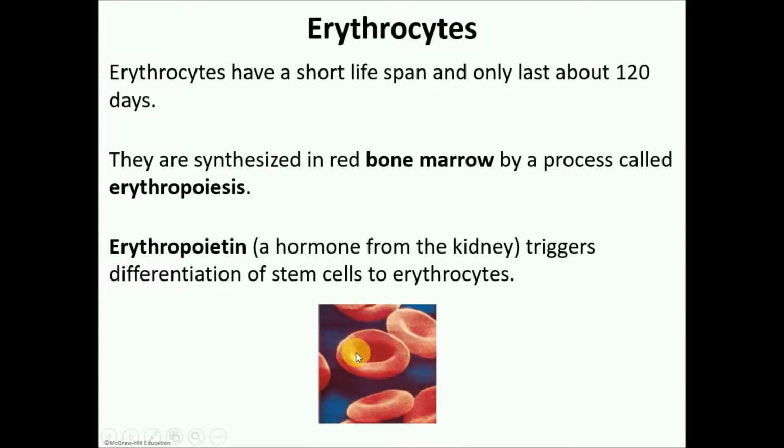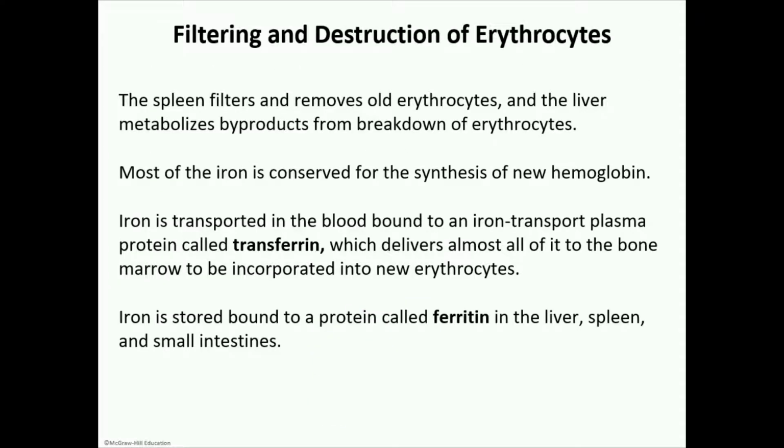So here, this is what it looks like. They are made in the red bone marrow, and the process of making an RBC is known as erythropoiesis. The process is stimulated by a hormone known as erythropoietin, which is made by the kidneys. The kidney is going to make this hormone. That hormone will circulate through the bloodstream until it reaches the bone marrow, and that's going to stimulate the bone marrow to make more RBCs.